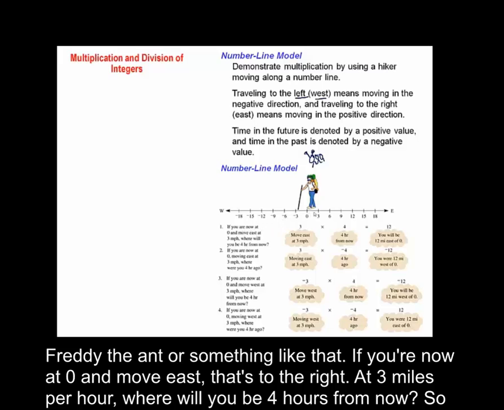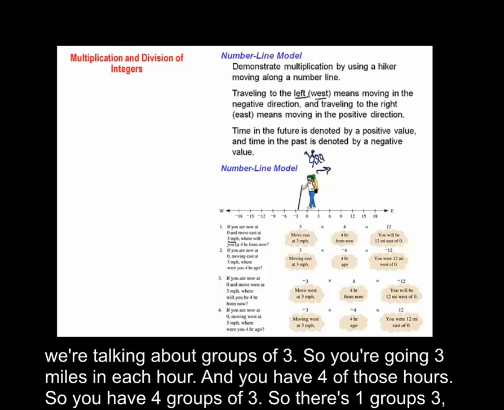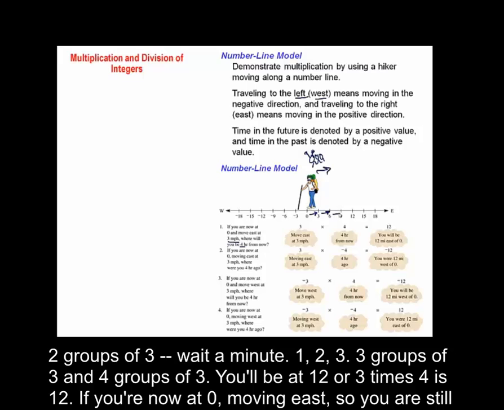If you're now at 0 and move east, that's to the right, at 3 miles per hour, where will you be 4 hours from now? So we're talking about groups of 3. So you're going 3 miles in each hour, and you have 4 of those hours, so you have 4 groups of 3. So there's one group of 3, 2 groups of 3. Wait a minute. 1, 2, 3. 3 groups of 3 and 4 groups of 3. You'll be at 12, or 3 times 4 is 12.